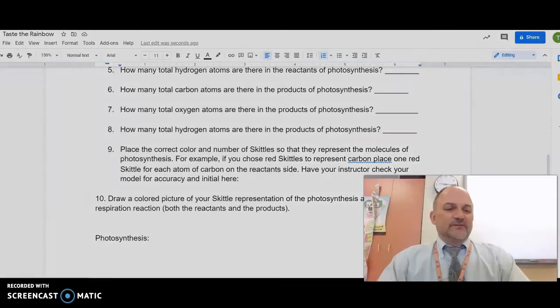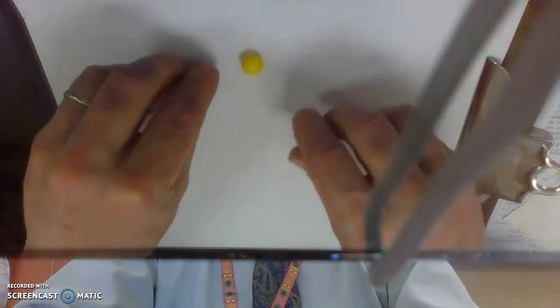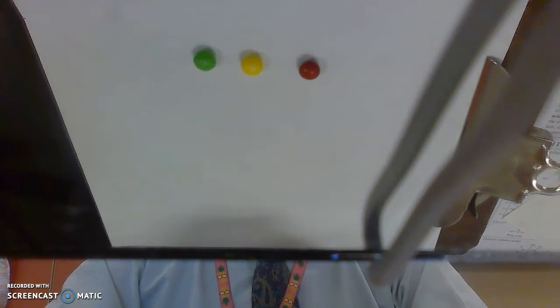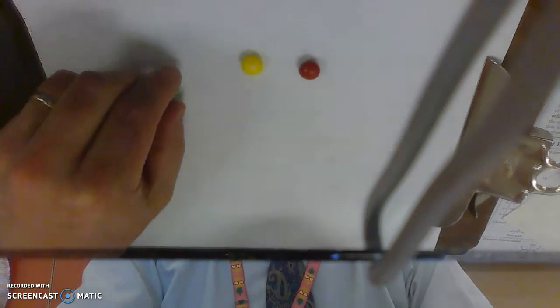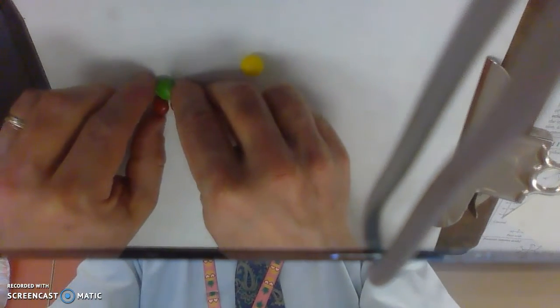What's that going to look like? Remembering what Skittles I'm going to use, green is carbon, yellow is hydrogen, and red is oxygen. I need to make CO2 first because the first reactant in photosynthesis is CO2. So I need 1 green and 2 reds to represent a CO2. A CO2 could look like that, couldn't it? Now in the equation on your handout, it says 6 CO2, so I'm going to need to make 6 of these.